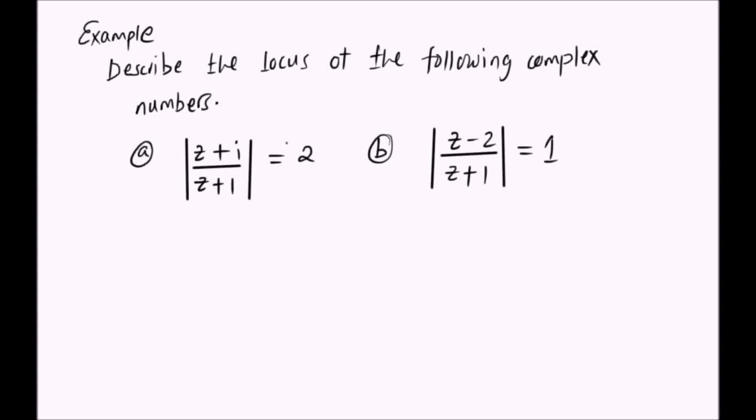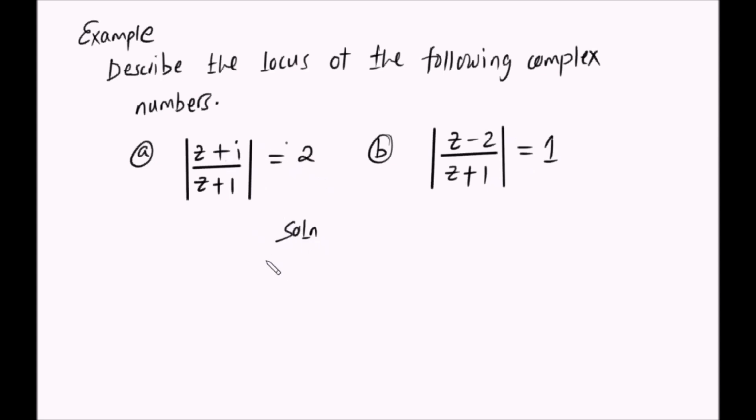complex number. For example, as you can see in example 1, we have the modulus of (z + i) over (z + 1) is equal to 2. So what is the locus of this? This is part A. Part B is also the modulus of (z - 2) over (z + 1) is equal to 1. Find the locus here. So let's start with part A.